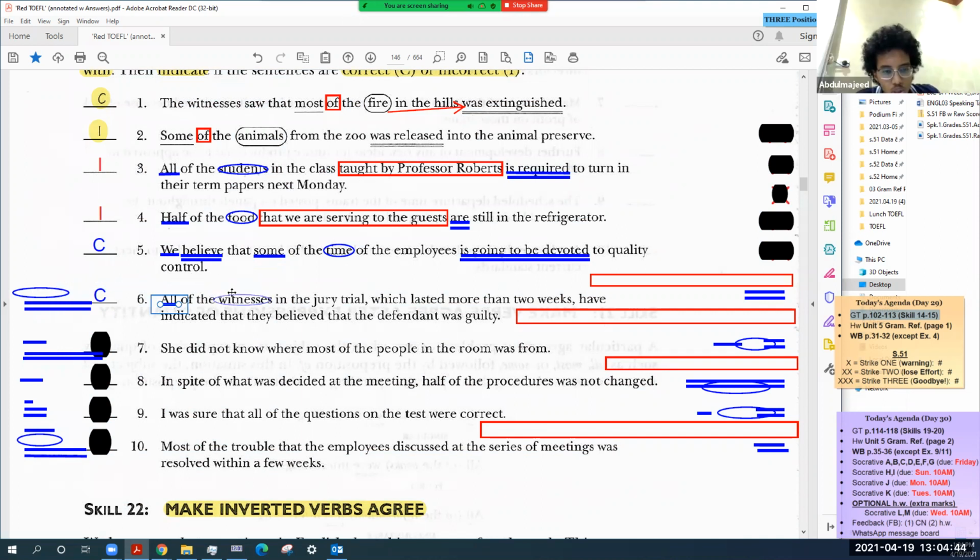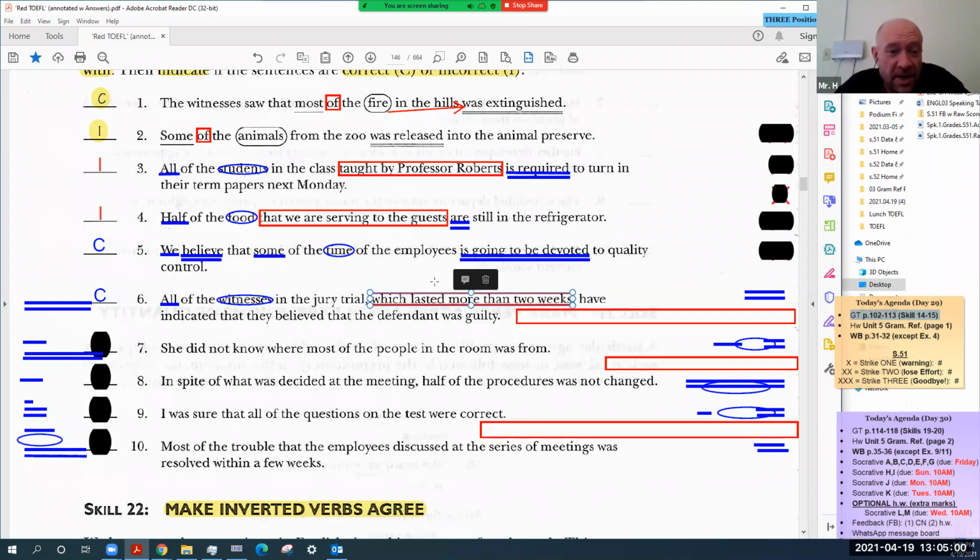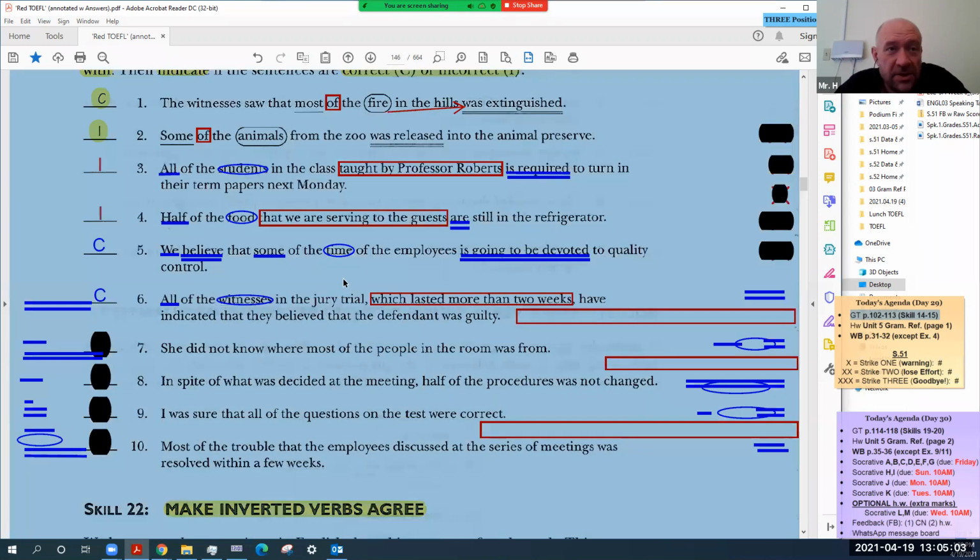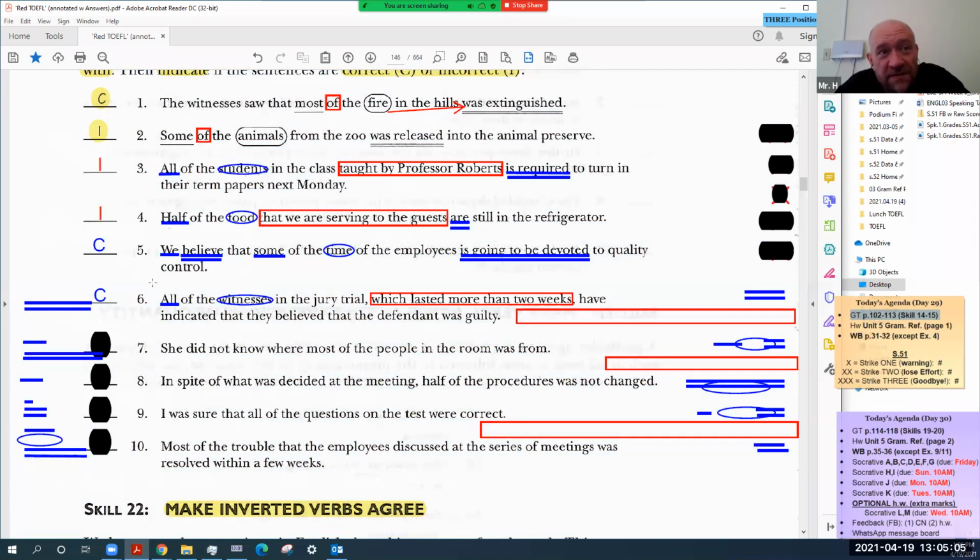Witnesses. Witnesses. Okay. And then let's put the, now we've got an adjective clause here. Which lasted more than. All of this is an adjective clause, right? Okay. So now we need to find the verb for this. After the second comma. Have. That's right. Have.